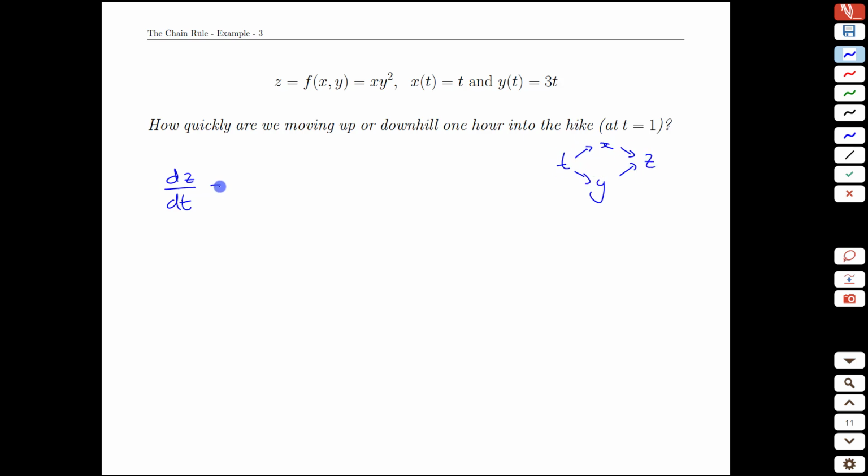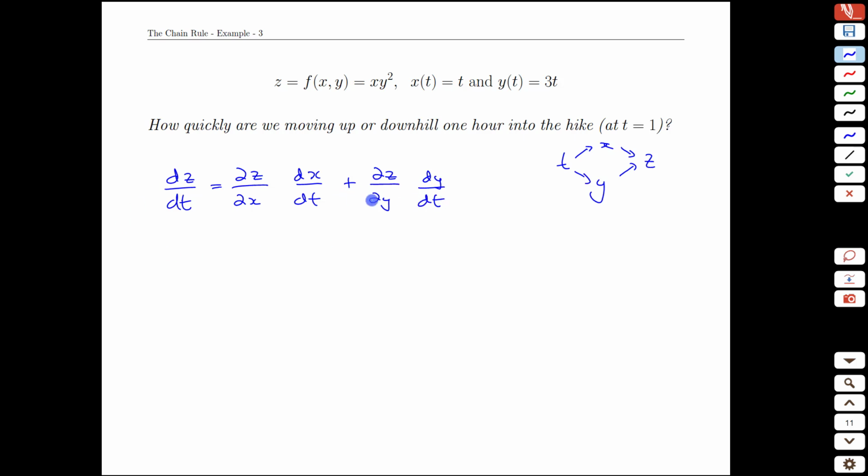There are the intermediate values, though, and that's where we see partial derivatives. Z changes because x changes, but then x changes because t changes. And we see again that sort of cancellation in the form here. And likewise with y.